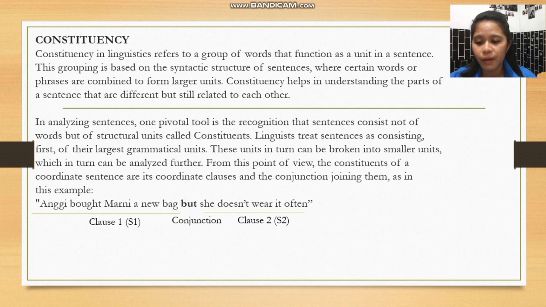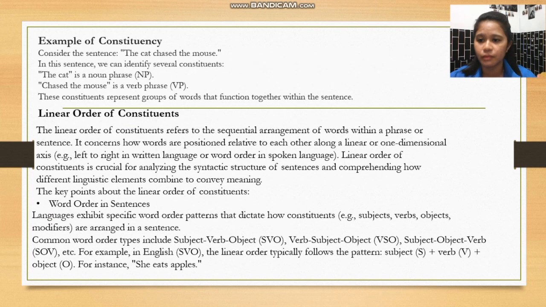Anggi bought Maria a new bag: clause 1 or subject 1. But: conjunction. She doesn't wear it often: clause 2 or subject 2. Next, example of constituency.